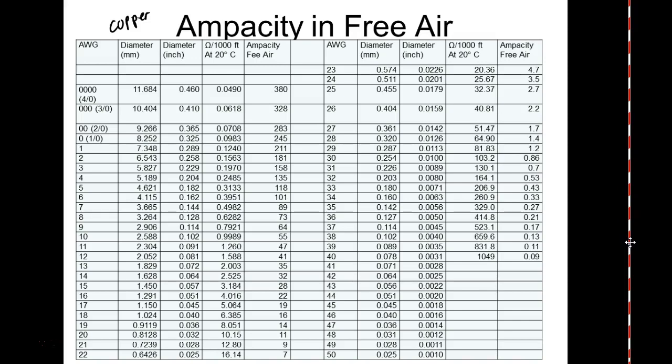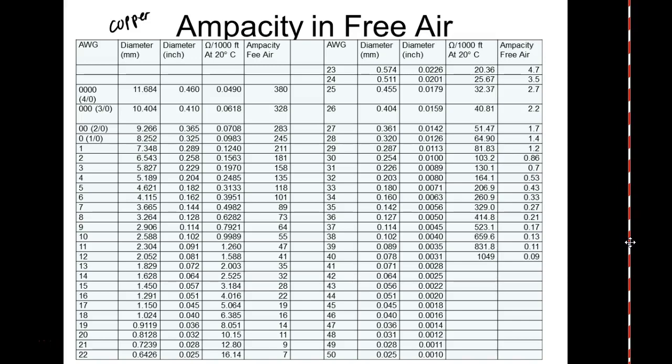This is the ampacity, and what does it say? Free air. What's that mean? It means it's uninsulated, and it's at 20 degrees centigrade. So what would you think would happen to the conductor when we insulate it? Would the ampacity go up or go down? Go down, because it's just like when you wear a coat in the wintertime. What do you wear? To keep warm, right?